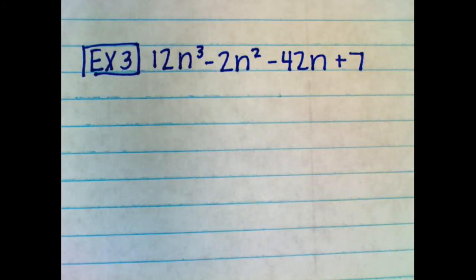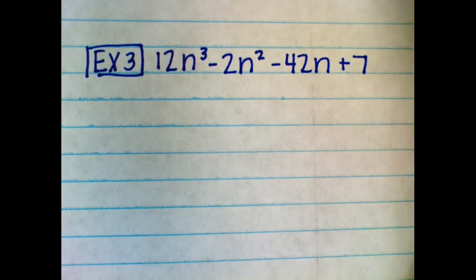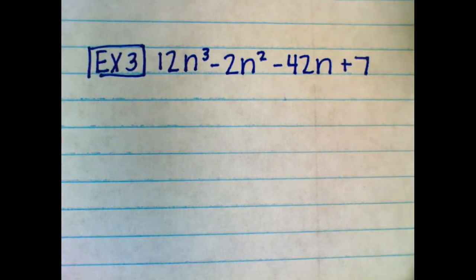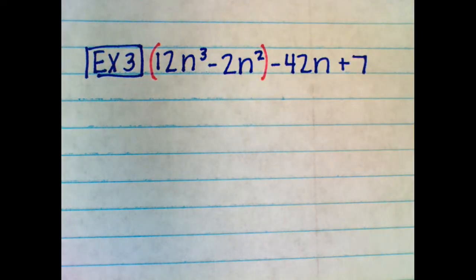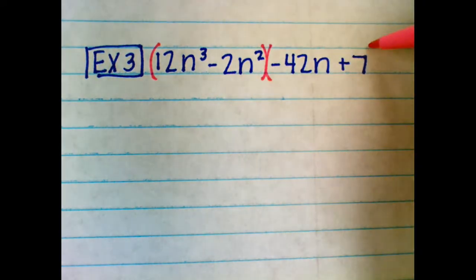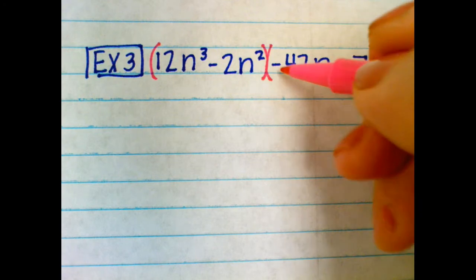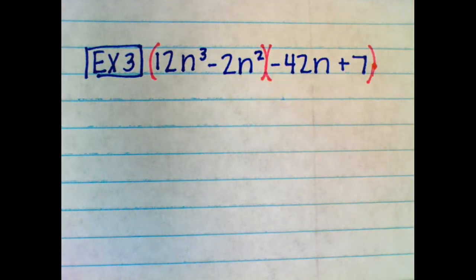Okay, we're going to do 2 more examples. So example 3, we're going to start the same. Step 1 says group terms 1 and 2. So I'll group 1 and 2, and I'll group 3 and 4. This time you notice there's a negative sign here. That's going to make a difference.